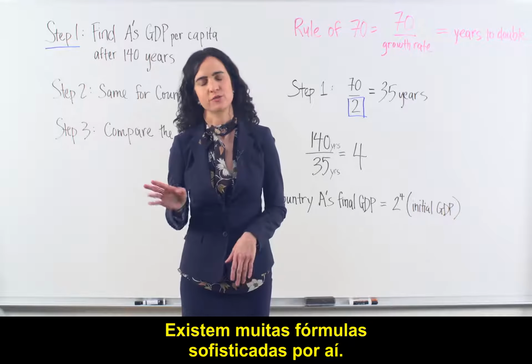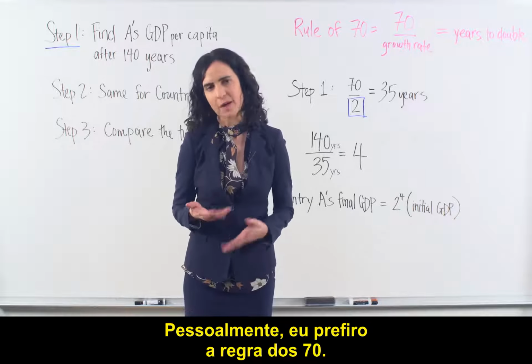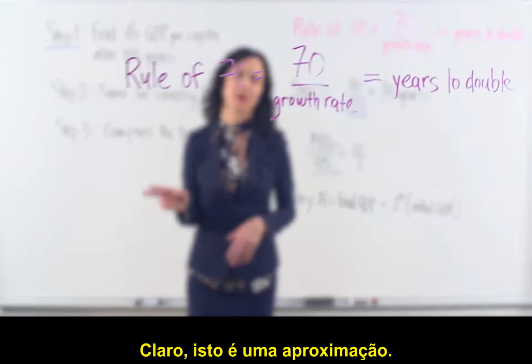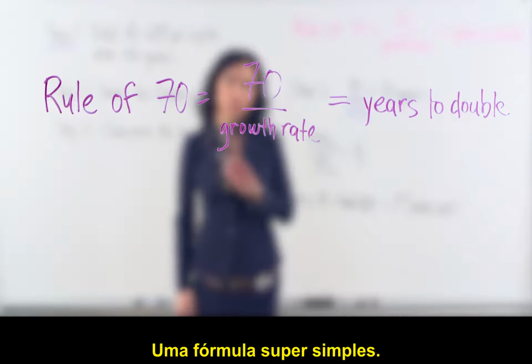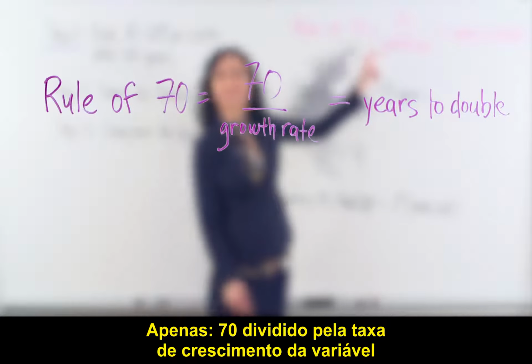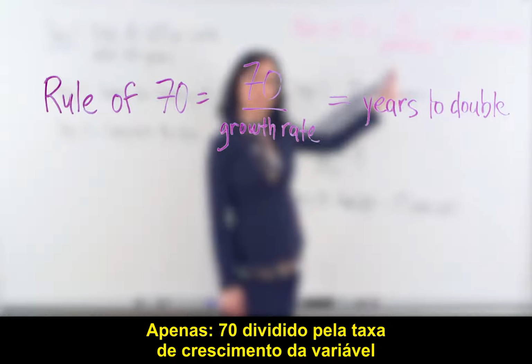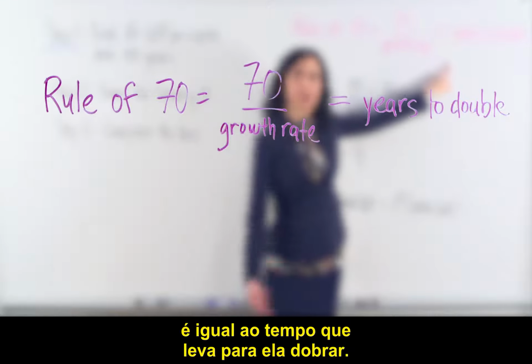There are a lot of fancy formulas out there. Personally, I prefer the rule of 70. Sure, it's an approximation, but it makes you feel pretty smart because you could do most of the math in your head. Super simple formula, all it is, 70 divided by the growth rate of a variable equals the time it takes for that variable to double.